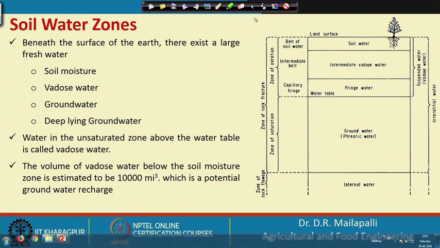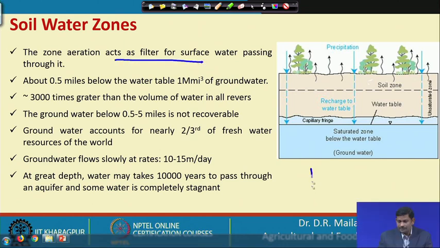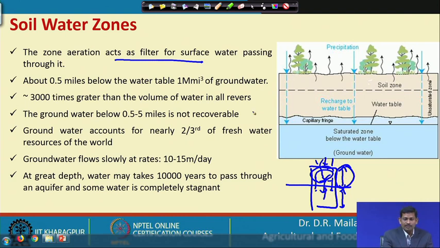And then, if you look at the soil water zones further, the zone of aeration acts like a filter. If you remember, this is the zone of aeration and this is the zone of saturation. The zone of aeration acts like a filter for the rainfall. Rainfall infiltrates down through this filter, the zone of aeration, and recharges the groundwater.